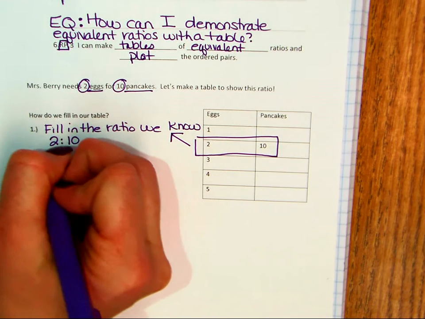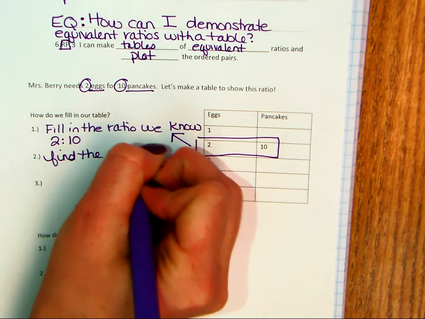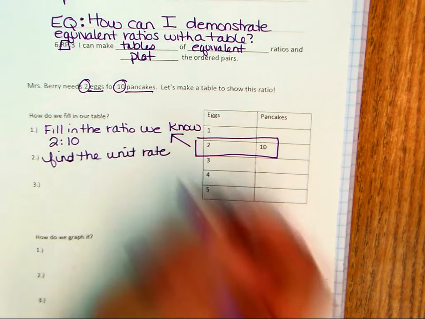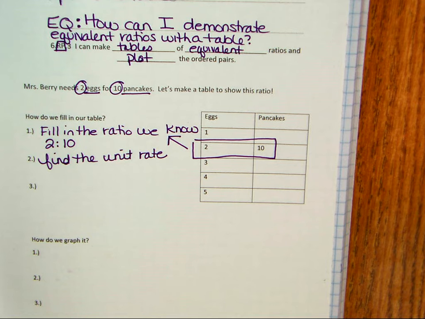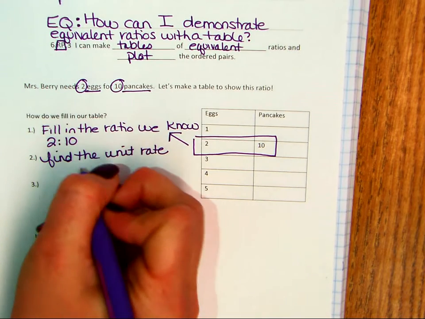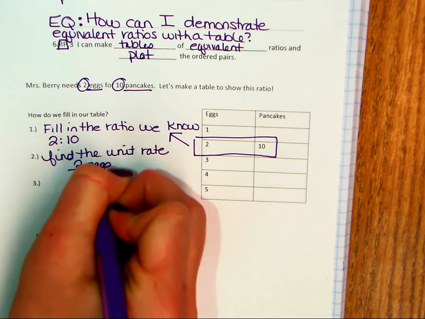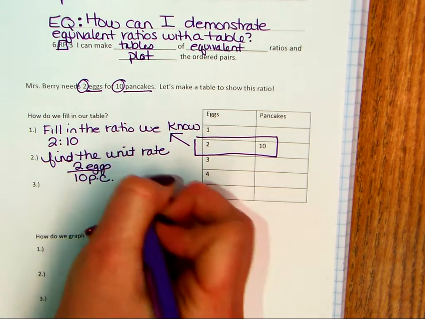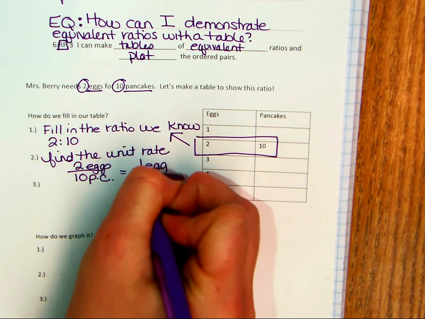Now step 2 is we have to find the unit rate. Remembering that unit rate is when we get it down to 1 unit. So our unit here is eggs. We know if we have 2 eggs, we get 10 pancakes. We need to get it down to how many pancakes we get if we have 1 egg. So we're going to create a proportion for that. 2 eggs, 10, I'm going to abbreviate PC for pancakes. We want to figure out 1 egg. How many pancakes?